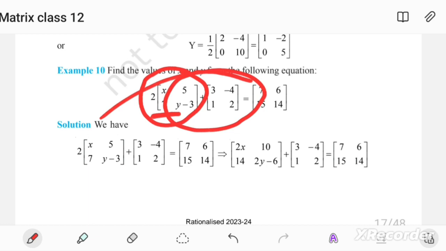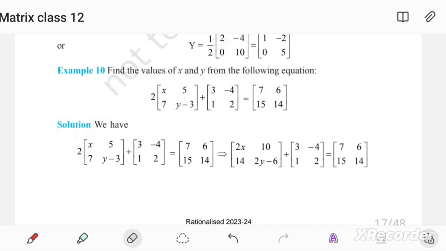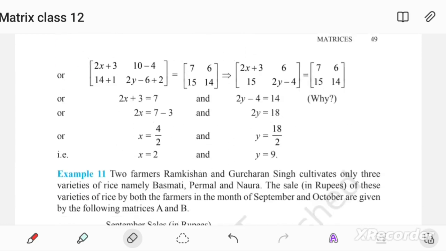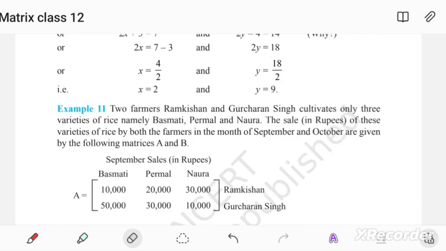As a result, what do we get? We get another matrix after solving this, and since this matrix is equal to this, we can use the idea of equality of matrices, right? Hope it is also clear to you.